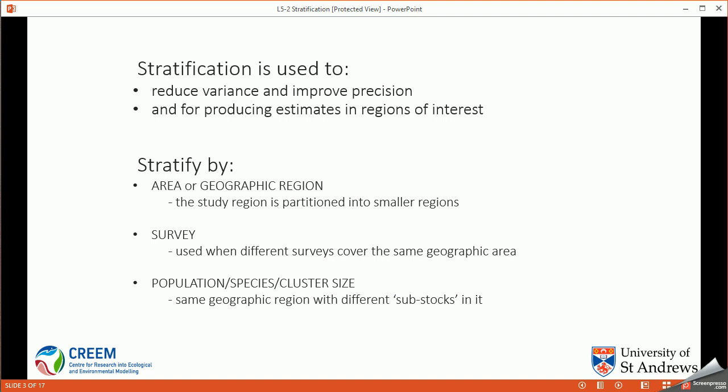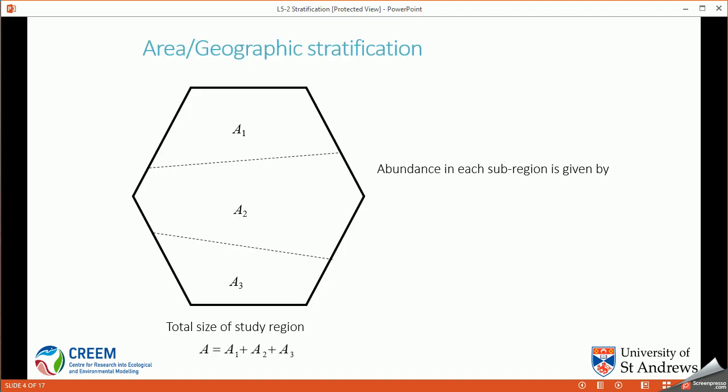And the two typical things are by species. So if you're doing a survey of more than one species, you might stratify by species. And the other typical way is stratifying by cluster size. Again, this tends to be in exactly the same geographic region. So we'll look at each of those kinds of stratification in turn.